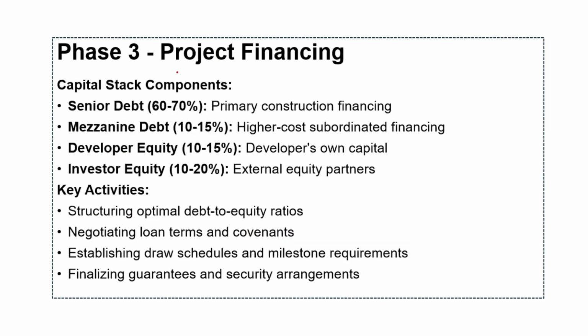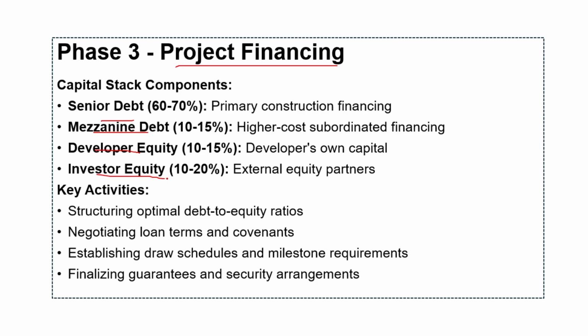Then we have phase 3, which is project financing. So this particular phase represents the critical financing stage where developers structure capital to fund construction and development. Capital structure decisions made here significantly affect project return and risk allocation. So capital stack components typically include 4 primary sources: senior debt, mezzanine, developer equity, investor equity.